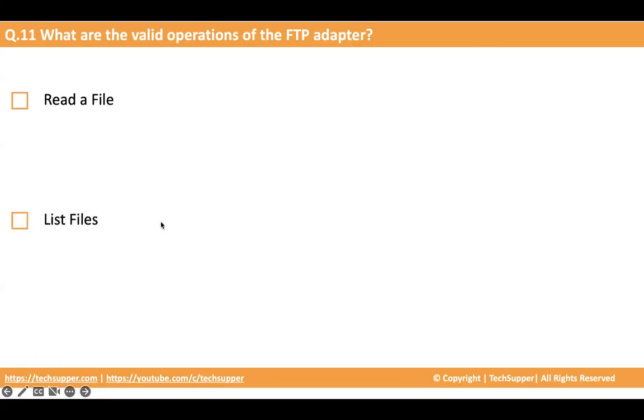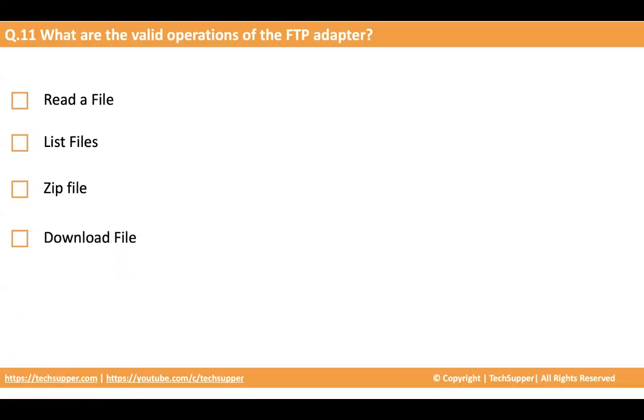Read a file, list files, zip file, download file, delete file. If you know the answer, please let us know in the comments. But let's see what the correct answers are. The correct answers are read a file, list file, download file, and delete file. Zip file is not the correct one. Zip file is an operation of stage file actions.